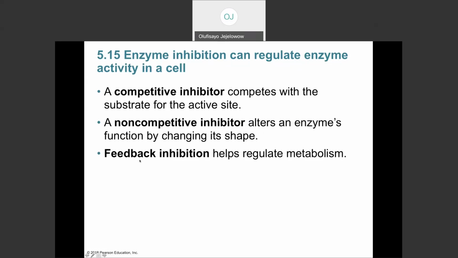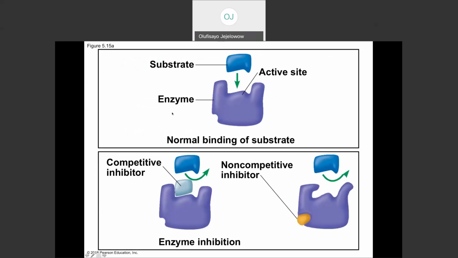Enzymes can also be regulated by feedback inhibition, which helps to regulate metabolism. When a particular product reaches the maximum concentration, it can act as feedback to block further production of a particular intermediate so that there's not an excess production of one substrate and utilization. There's not excess production of a product or exhaustion of a substrate.